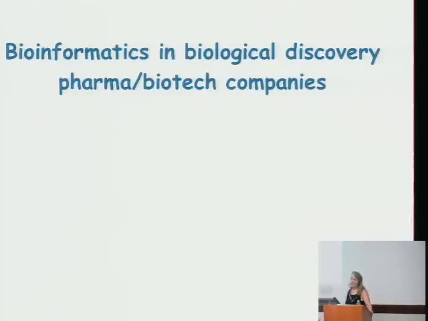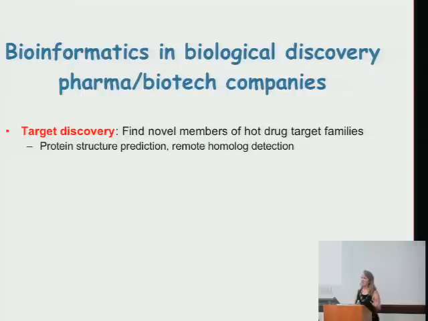So how is bioinformatics used in pharmaceutical and biotech companies? Here are some examples. Target discovery. They're looking at finding new targets. So their existing drugs are potentially not as effective financially as they used to be. They need to find new drugs and new targets for those drugs. So there are certain classes of drugs that form the major drug target families. G-protein-coupled receptors are an example. Most of those targets have been discovered already. Finding new members of those classes requires remote homolog detection, and I'll be telling you about that.